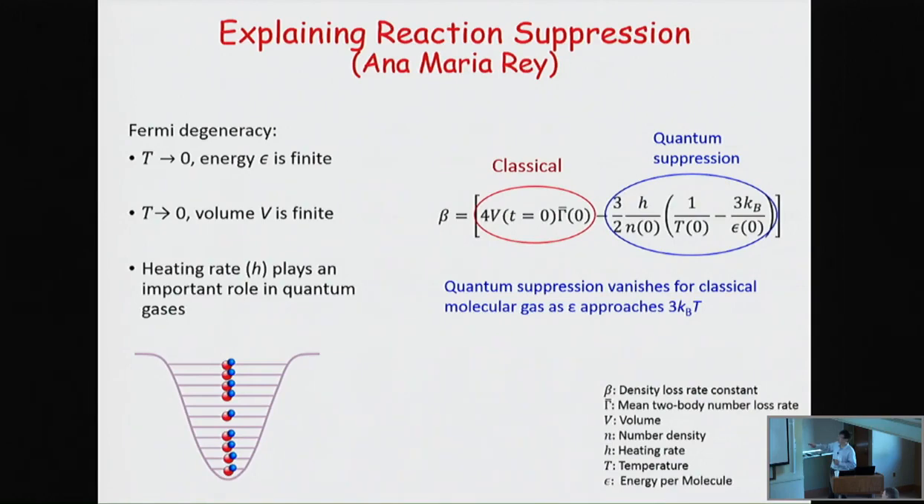Of course, you can say, well, can you get beta into the negative term such that you start to create molecules instead of losing?